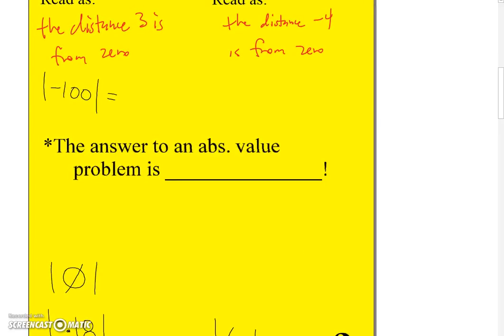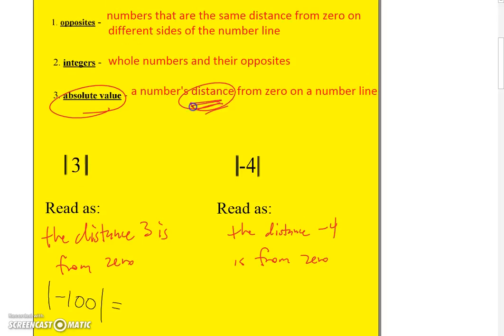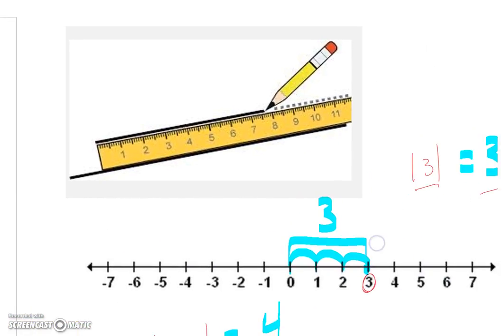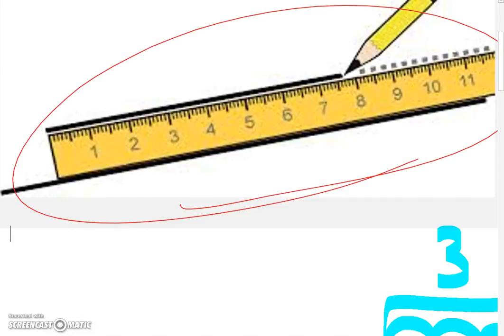So what we could say is the answer to an absolute value problem is always positive. The reason why that's true is because remember our definition, we're talking about distance. When you think of distance, I like to think of a ruler. Okay? Think about a ruler. Ruler always measures in a positive sense.